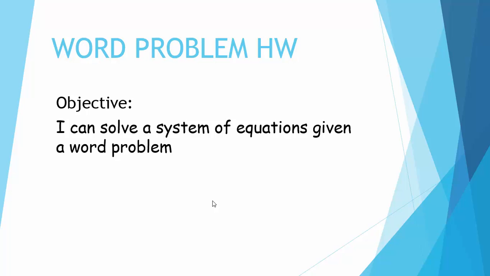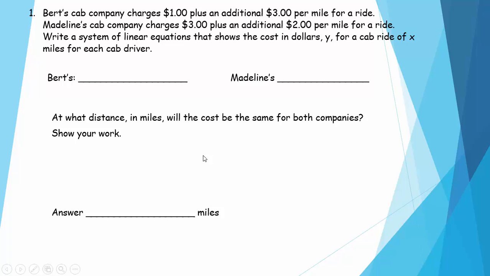Tonight's video is to go along with your word problem homework that you have. The objective is I can solve a system of equations given a word problem. So that's what we're going to do. We've been solving systems graphically. We learned how to solve systems using the addition elimination method. Sometimes we'll be given a word problem that we can write a system for and solve. So that's what we're going to work on tonight.